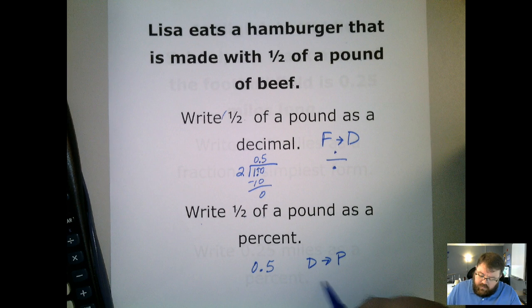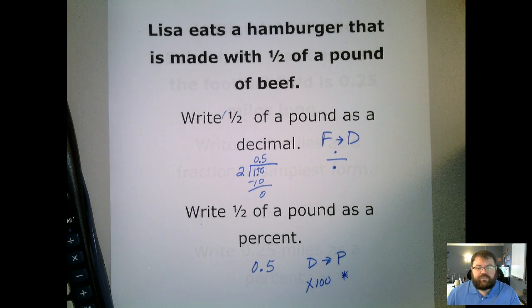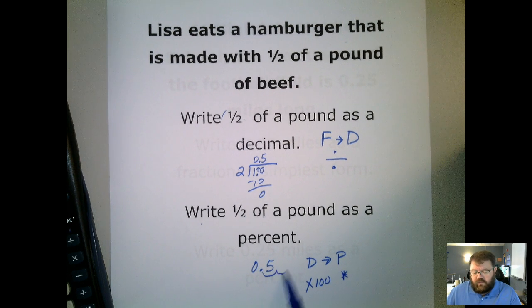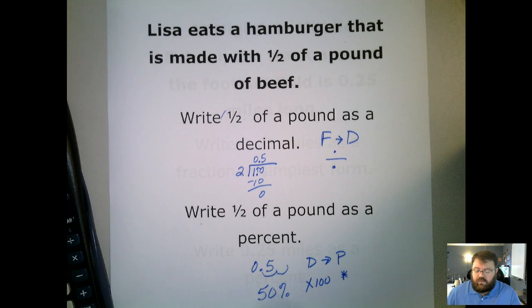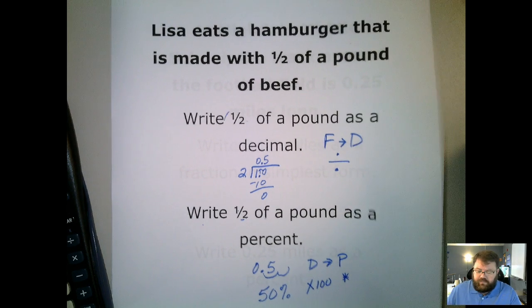Okay, hopefully you said you were going to multiply by 100. When you multiply by 100, you're moving it 2 places to the right, and you get 50%. Some of you look at 1/2 and knew that it was 50%. That's fine, as long as you understand the meaning of it. That's the whole purpose of this, is for you to understand the meaning of numbers in relationship to one another.